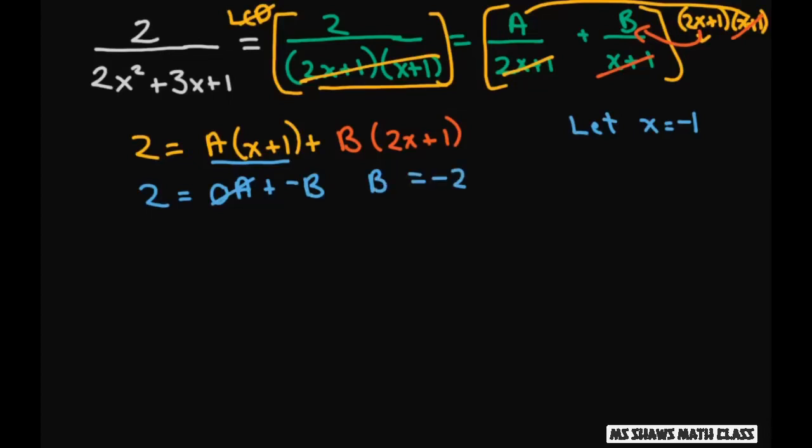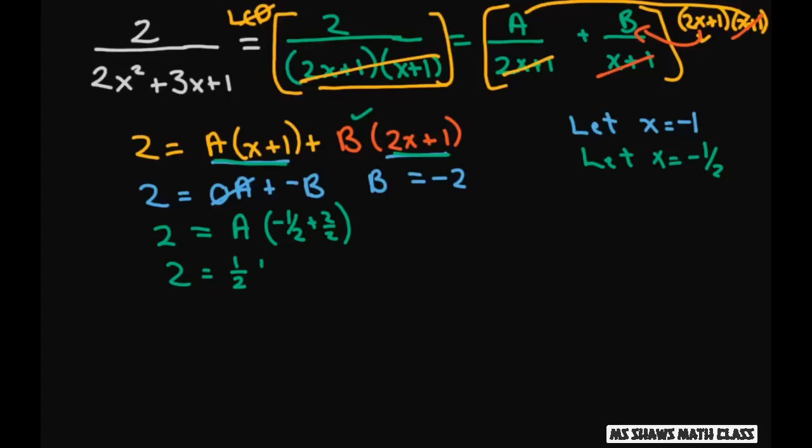All right, now for this one, let's let x equal -1/2. If you let this be -1/2, the b goes away. So we're going to plug in -1/2. So we get 2 equals a times -1/2 plus, and I'll just write this as 2/2, so that's 1. So you get 2 equals 1/2 a. Multiply both sides by 2, and you get 4 equals a.